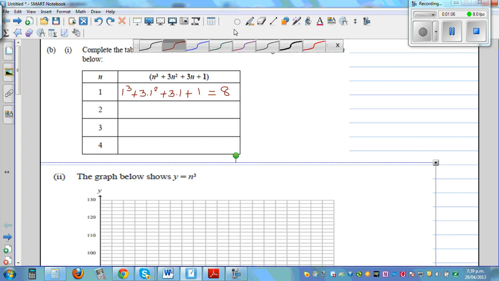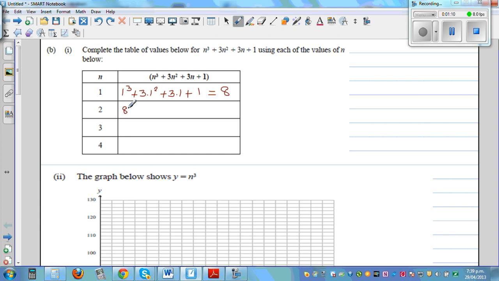Okay, so when we use 2, this is 2 cubed, which is 8. I'll now write it directly, plus 3 times 2 squared, which is 3 times 4, which is 12, plus 3 times 2, which is 6, plus 1. Now this is 20 plus 7, which is 27.